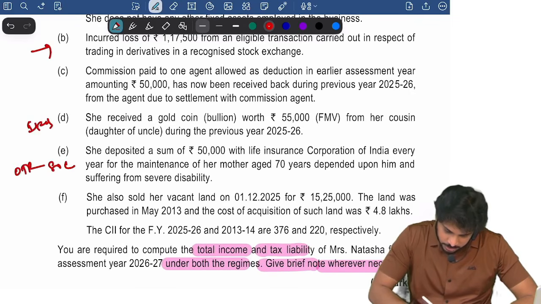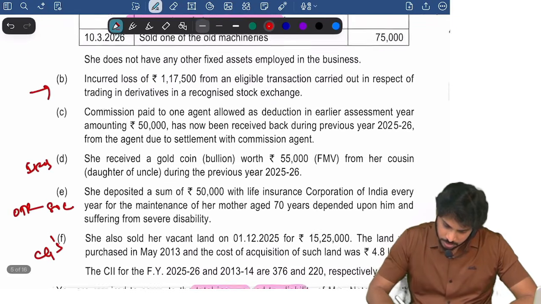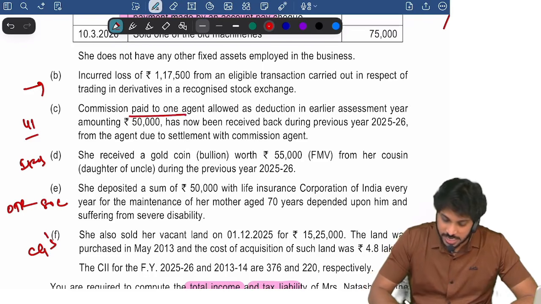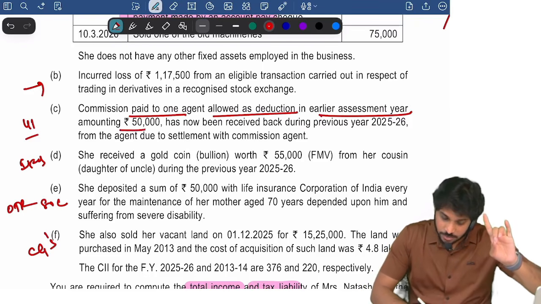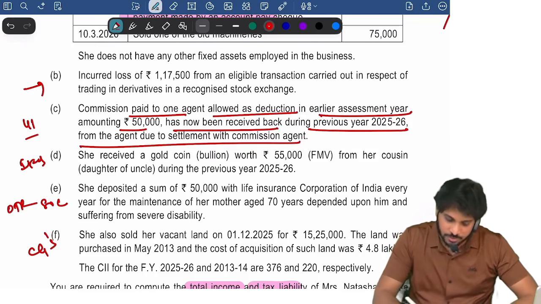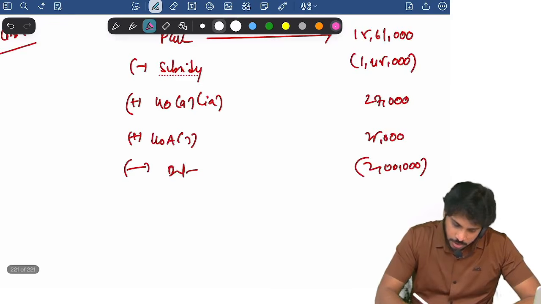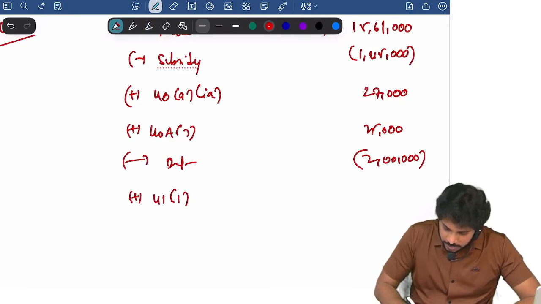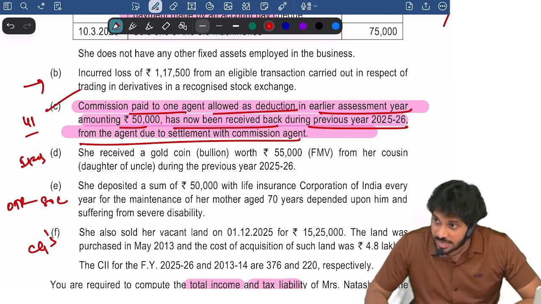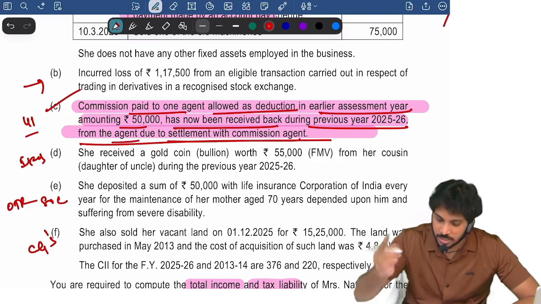So optional tax regime. She also sold her vacant land. This is capital gains income. Yes or no? This is 41 deemed income. So commission paid to one agent, earlier deduction allowed of 50,000, has now been received back. Section 41 subsection 1 deemed profit. So taxable. Yes or no? This is considered. Are you clear? So 41 subsection 1, how much? 50,000. Earlier we claimed it as deduction when the expenditure was incurred. Now it is received back during the year from the agent due to settlement with the commission agent.